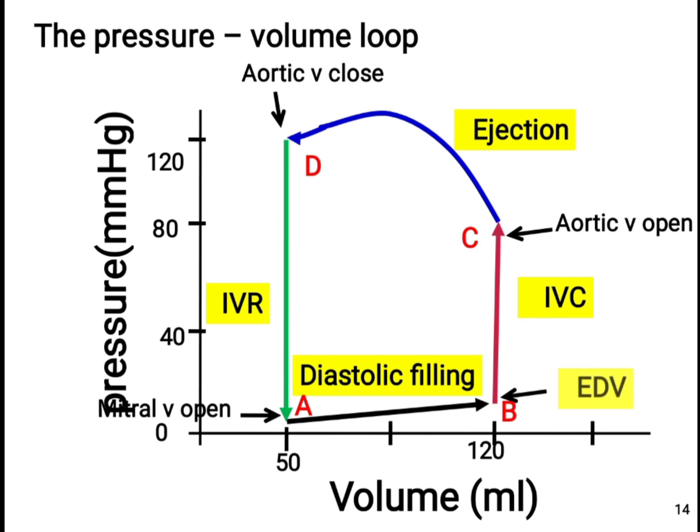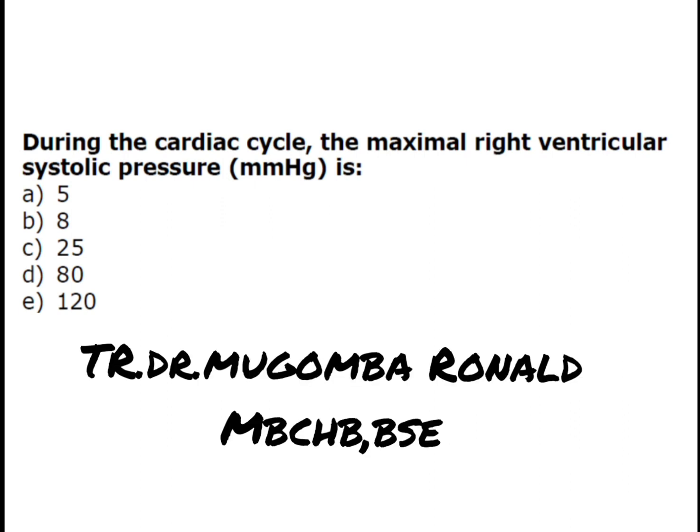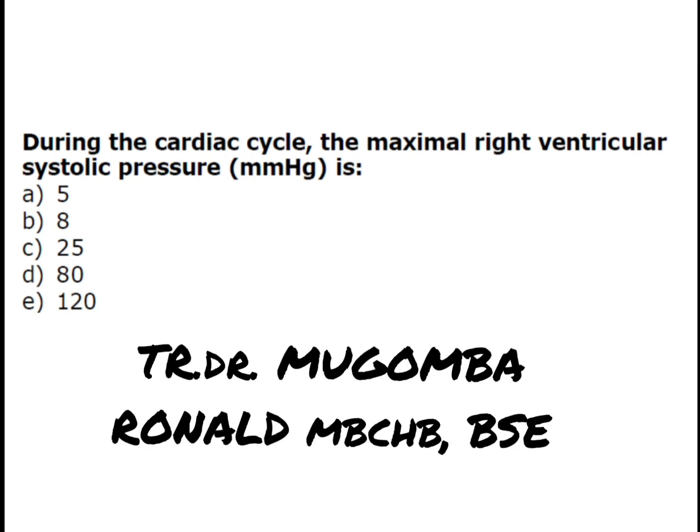So you can see clearly that the end systolic volume is 50. The diastolic refilling, we have talked about it clearly. The stroke volume has been obtained very well. Remember, I said the stroke volume is the difference between the end diastolic volume and end systolic volume. The difference is the stroke volume. So usually, during the cardiac cycle, the maximum right ventricular systole is, so you can try out that. That is your homework for you to try out.